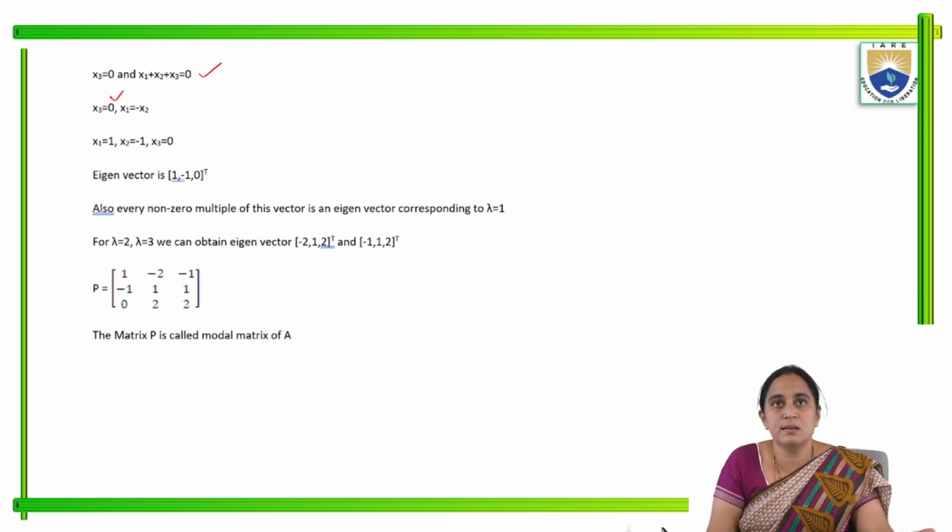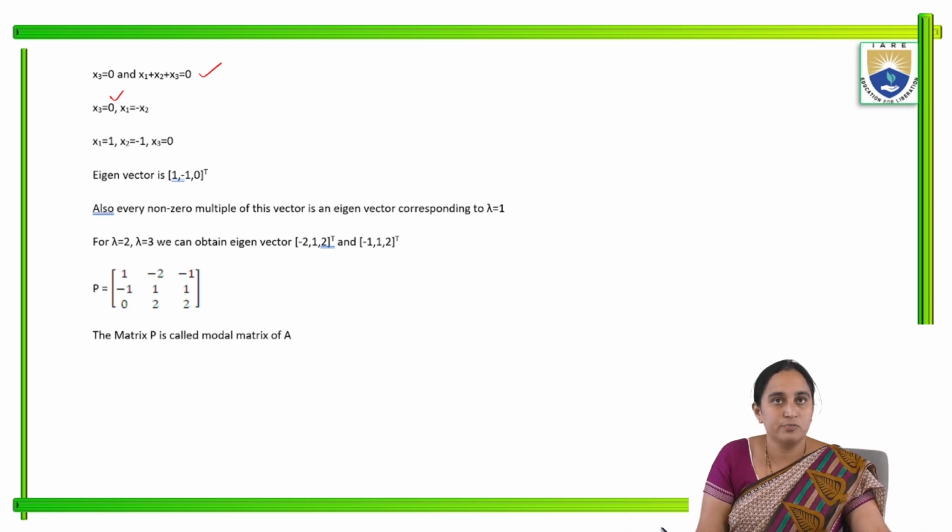Or else x3, x1 as k. From that also we get the same answer. Here we have the possibility of substituting x3 as 0. From that we get x1 and x2 values directly. Or else here we have to assume either x2 or x1 as k. From that also we get the same answer. So here x1 is equal to 1, x2 is equal to -1, and x3 is equal to 0.